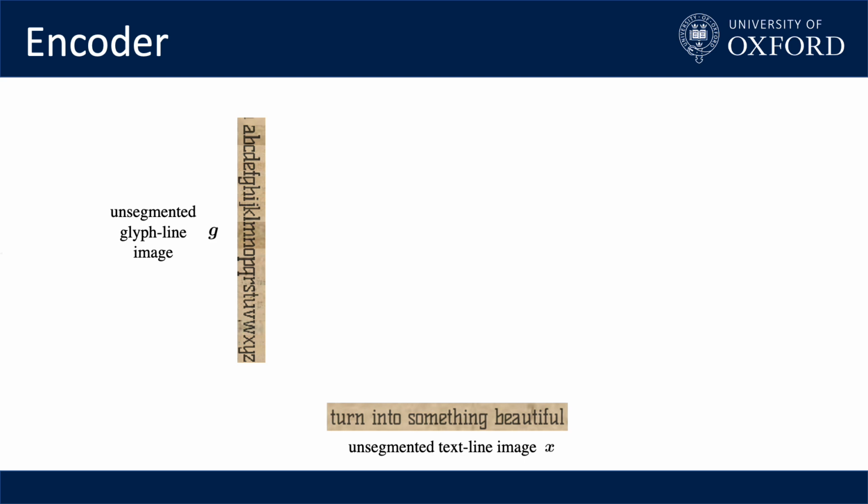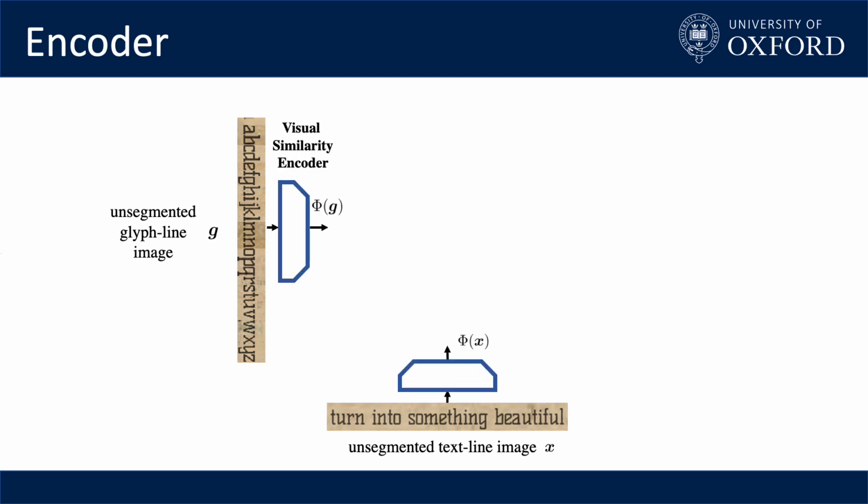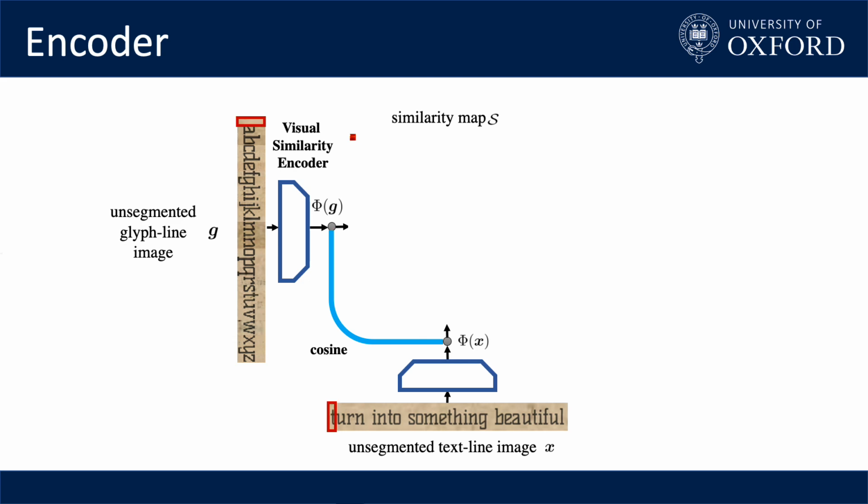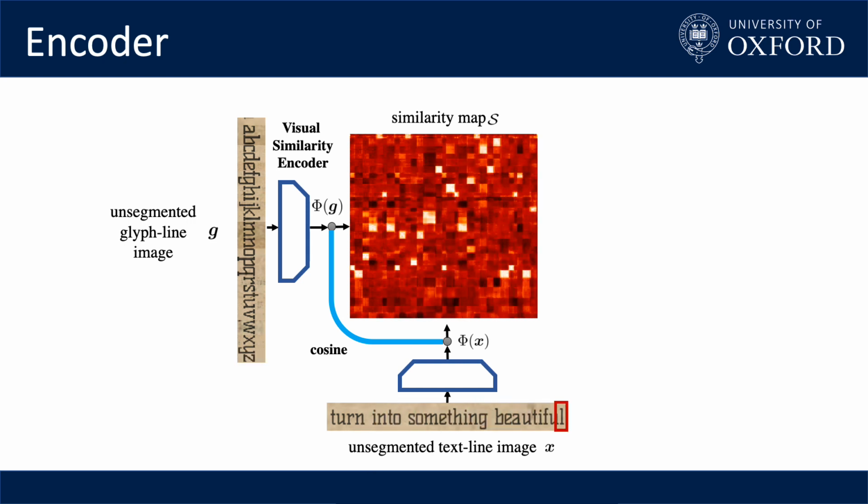Two unsegmented line images are input into two identical encoders. Feature vectors from the encoders are used to compute a cosine similarity map. Here is an animation showing how the map is generated. The visual feature from the first patch in the text line image is compared against all the visual features from the glyph line image, outputting the first column of the map. As the window slides across the text line image, more and more columns are computed. At this stage, no segmentation information is provided. The size of the map is proportional to the width of the two input images.